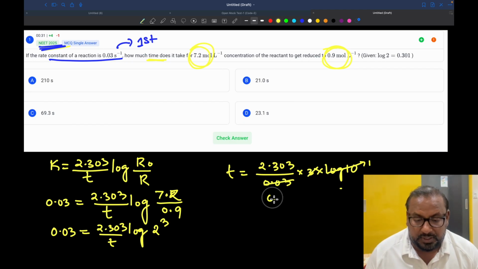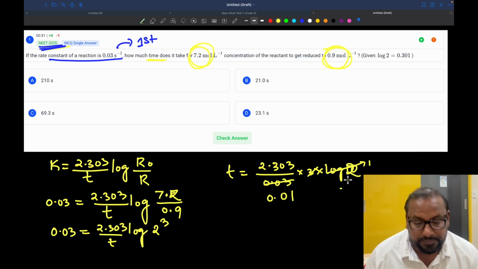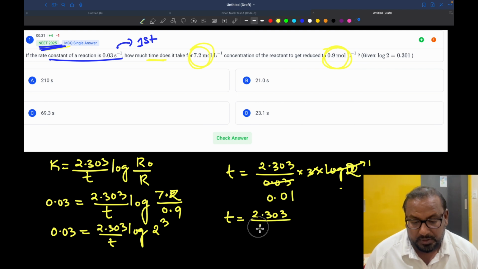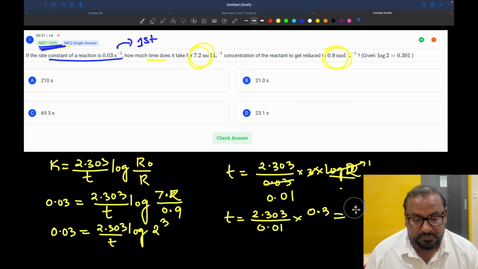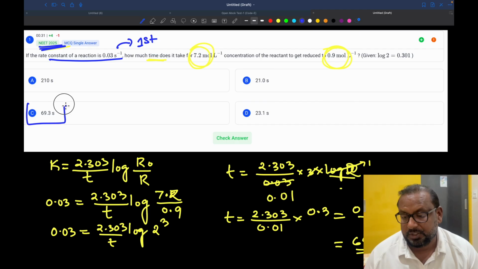So this is going to cancel to 0.01. It's log 2, this is not log 10. So what we have here is 2.303 by 0.01 multiplied by log 2, which is 0.3. When we multiply these two numbers, we get 0.693, which is divided by 0.01. Two decimals are there, so 69.3 is the answer for the question.